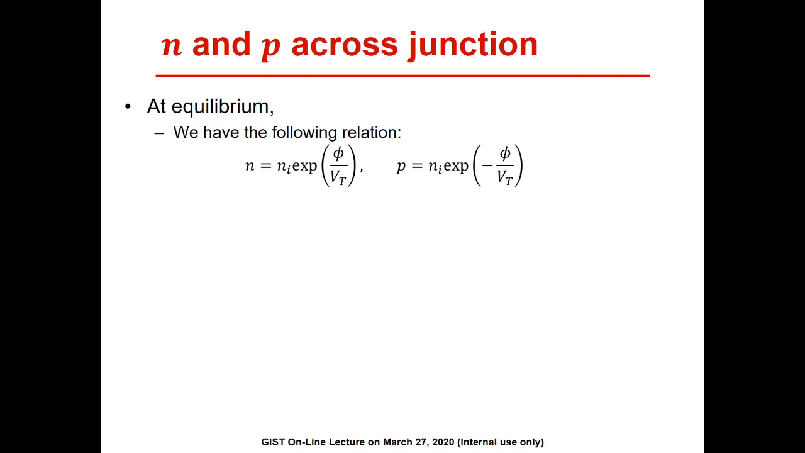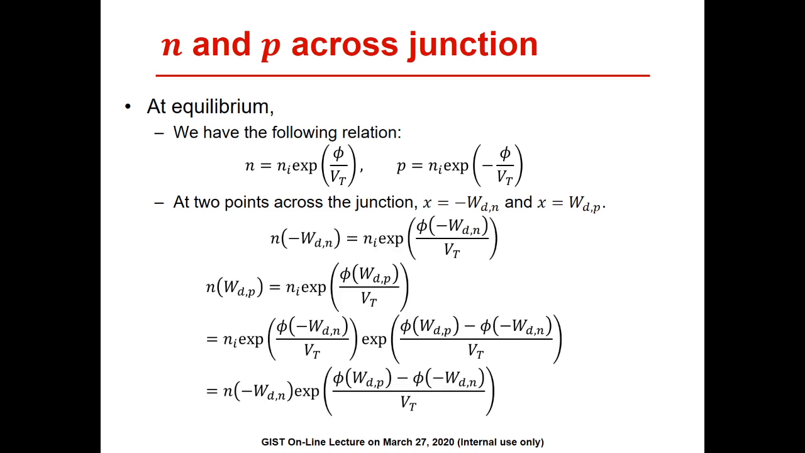At equilibrium, the electron density n and the hole density p can be functions of the electrostatic potential. Now we want to compare the electron densities at 2 points across the junction. One is x equal to minus WdN and the other is WdP. We can find that two densities, the majority electron density in the n-type region and the minority electron density in the p-type, are related with an exponential function of the potential difference.